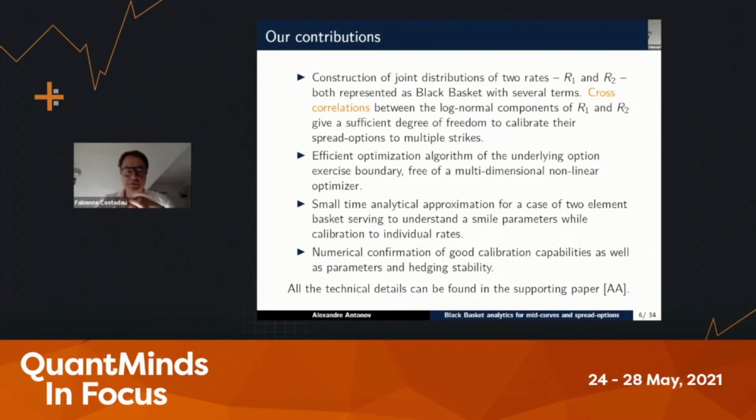And we did quite rich numerical experiments to have the confirmation of the good calibration capabilities, as well as parameters and hedging stability. So we will show in the very end how recalibrating our model actually leaves the parameters very, very stable. So all the technical details can be found in the supporting paper on SSRN.